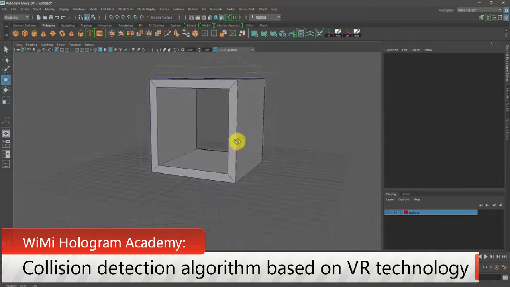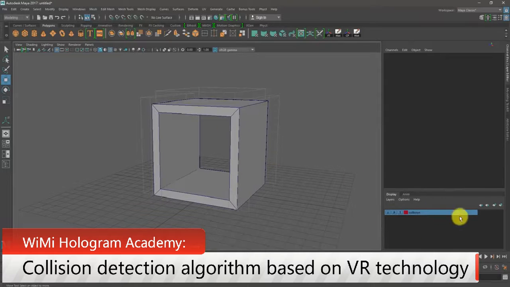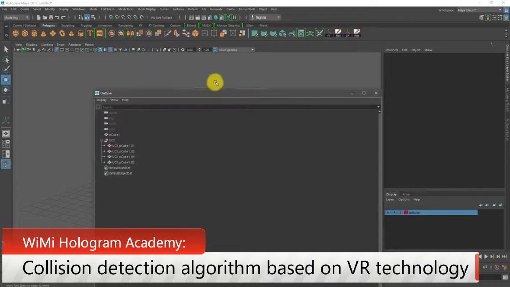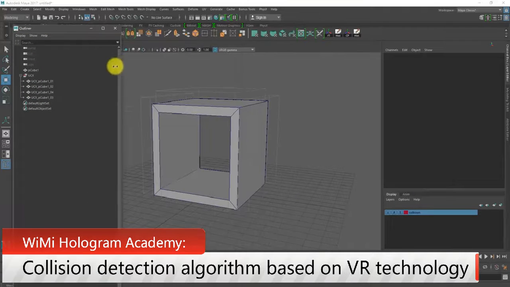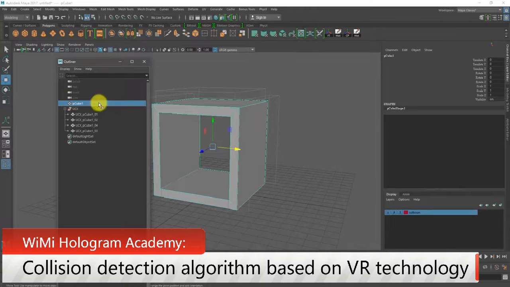One is the static interference detection algorithm, which is mainly used to detect whether interference occurs between models in the stationary state, such as the interference inspection in the assembly process of mechanical parts. Such algorithms require little real-time performance but require very high accuracy.